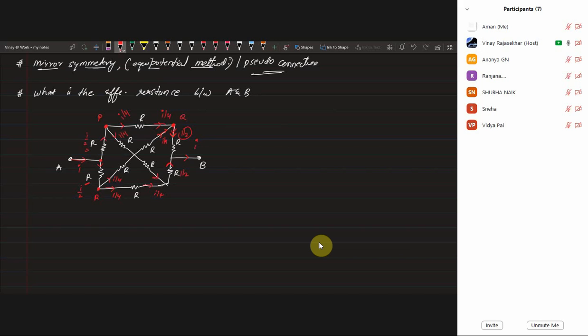Yeah, I by 4. So which means in this case, this I by 4 current is flowing like this, again going like this. Therefore, the connection whatever we have, this is a pseudo connection. Understood this point now?